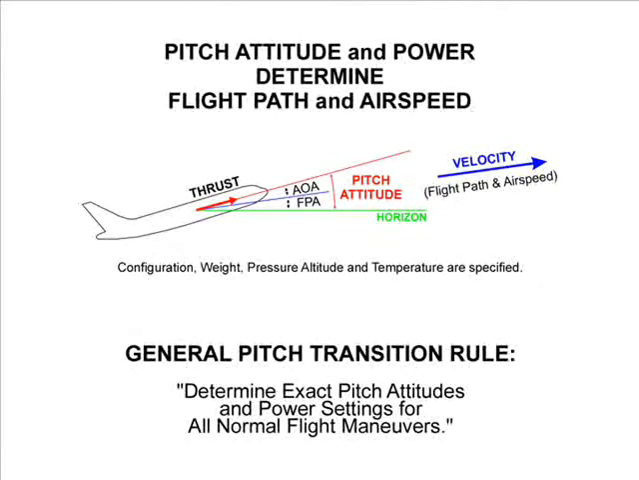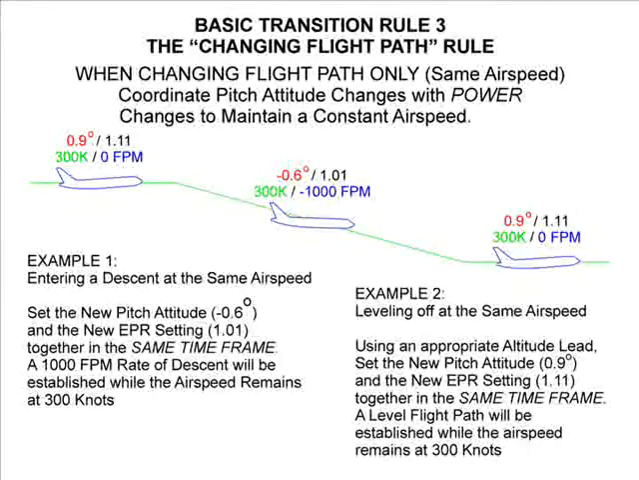The general pitch transition rule is determine exact pitch attitudes and power settings for all normal flight maneuvers. This demonstration illustrates Rule 3, which is called the changing flight path rule. It states, when changing flight path only, while maintaining the same airspeed, coordinate pitch attitude changes with power changes to maintain a constant airspeed.